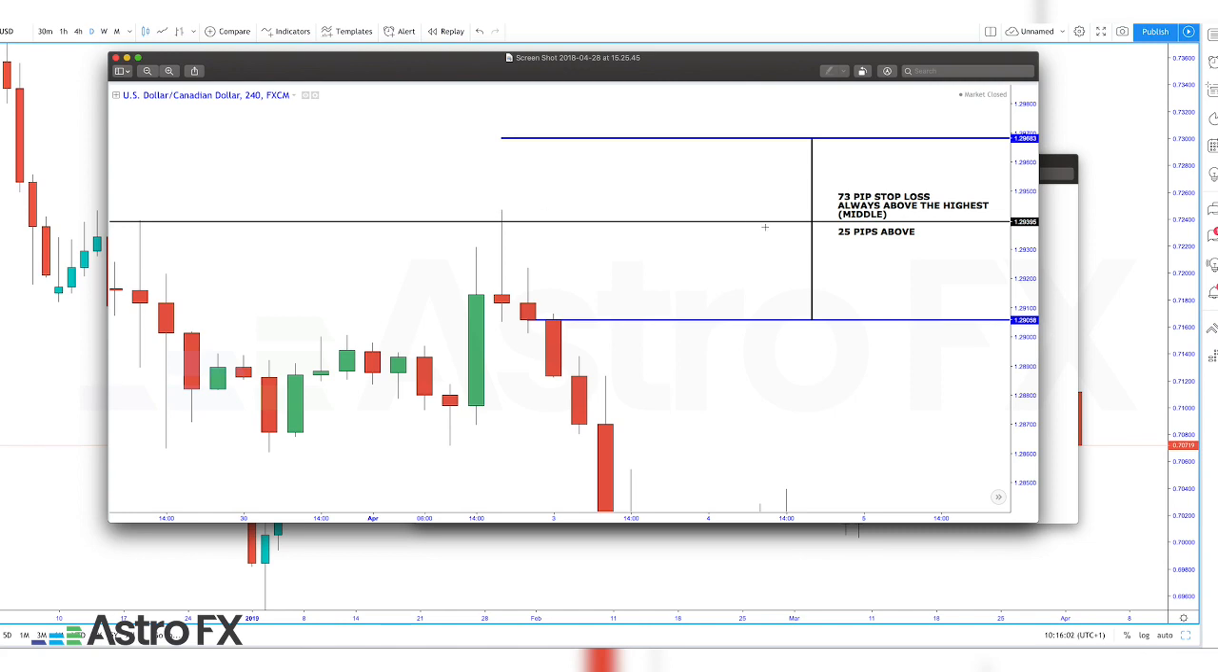Nice and tight. This is a little bit too wide. We can bring it down to be a little bit more conservative, and that will get us a better risk-reward profile. So 5 pips above the top wick. Again, you can screenshot this as well.